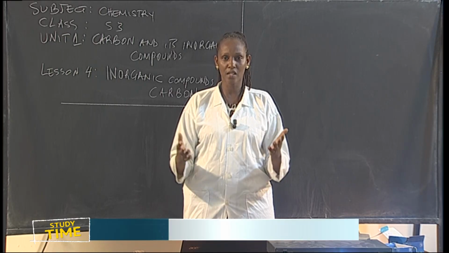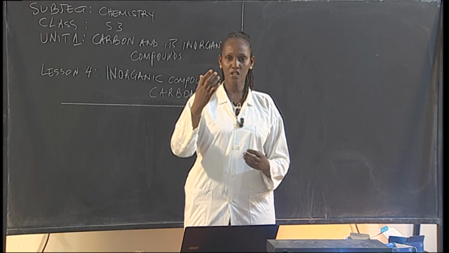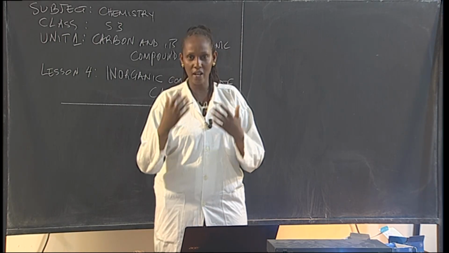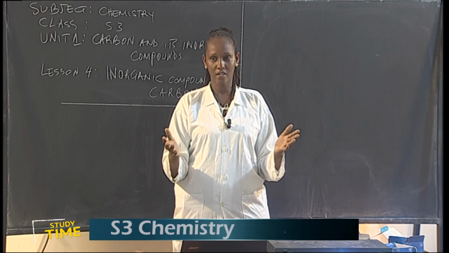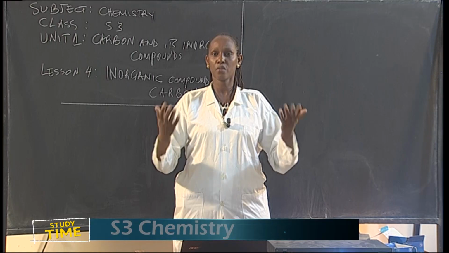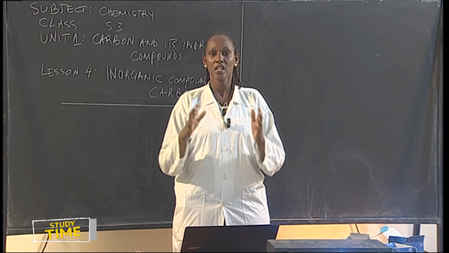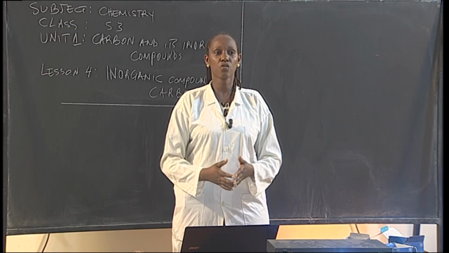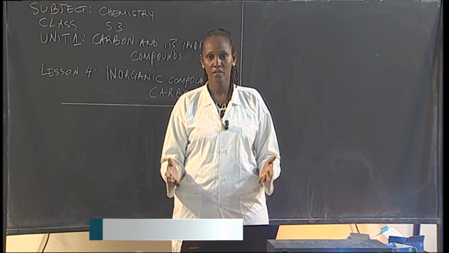So what is hemoglobin? It is a red pigment found in blood. The reason why blood of a human being or blood of animals is red is the presence of hemoglobin.